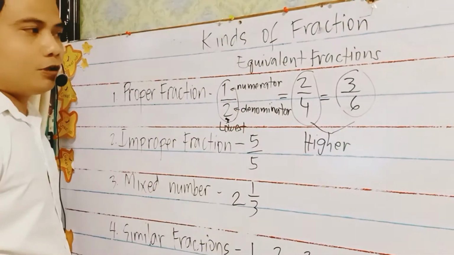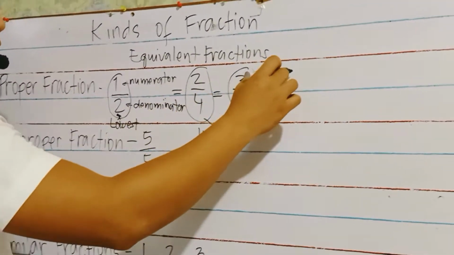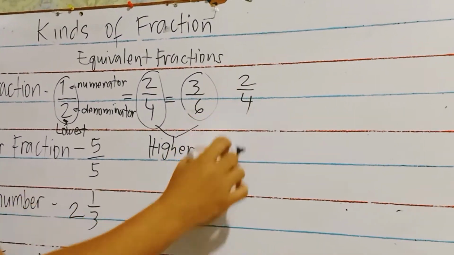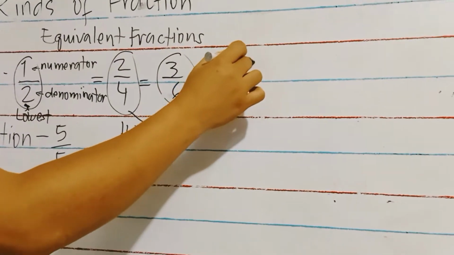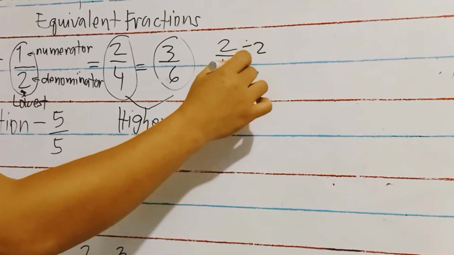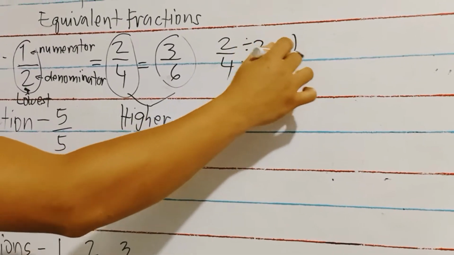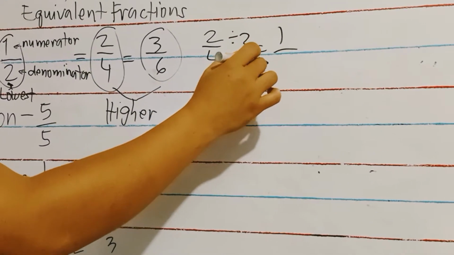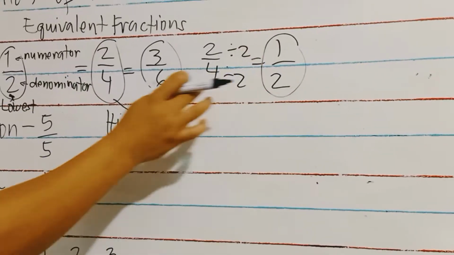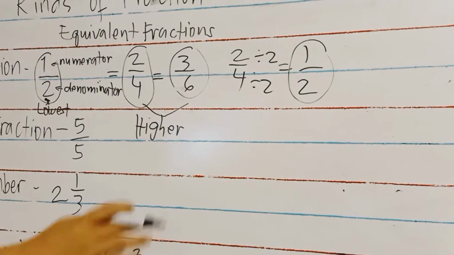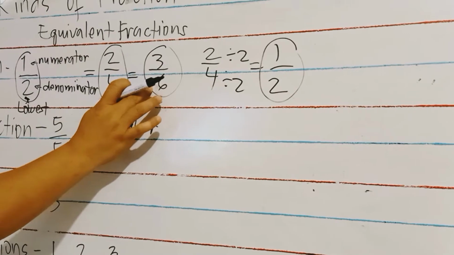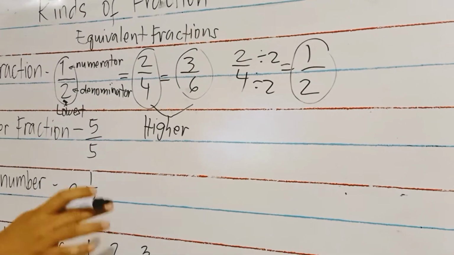Paano tayo maglo-lowest term? Let's start, for example, 2/4. I-divide lang natin yung common nila. Since ang common nila ay 2, so divided by 2. 2 divided by 2 is equal to 1. 4 divided by 2 is equal to 2. So 1/2 na rin siya. So naka-lowest term na. Same with 3/6. Divided by 3, magiging 1. Divided by 3, magiging 2. Therefore, magiging 1/2 din siya.